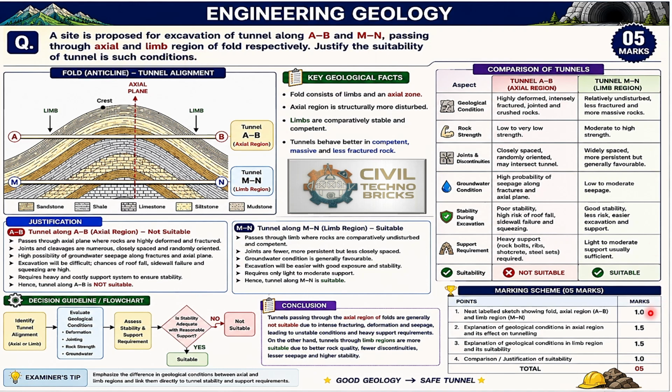The bifurcation of that 5 marks is as follows: neat labelled sketch diagram 1 mark, explanation of geological condition in axial region and explanation of geological condition in limb region, one and a half marks for both. Then comparison or justification of suitability 1 mark. You can additionally include a flowchart in your answer. So this is the actual answer required for that whole question for 5 marks.